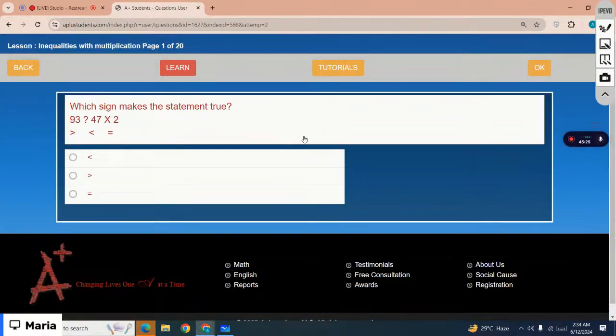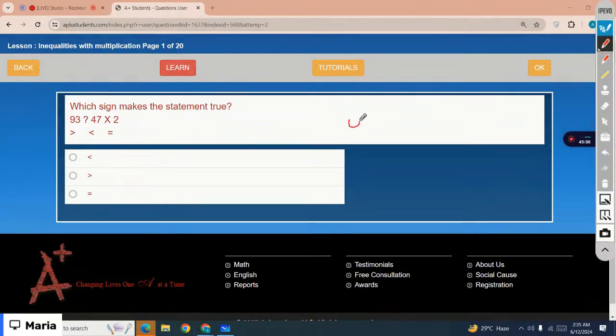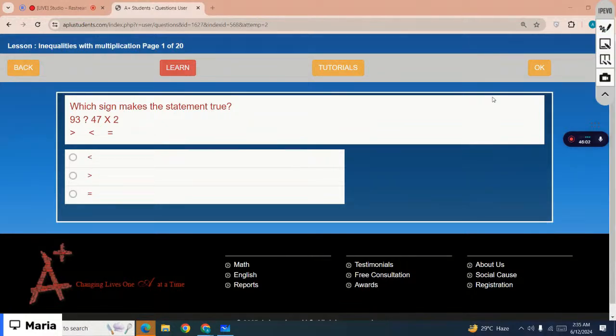93 and 47 times 2, which is the correct option? Let's just solve 47 times 2, right? 2 times 7 is 14. 2 times 4 is 8, and 1 is 9. 94 it is. So 93 is greater than 94 or less than 94? 93 is less than 94, right? Less than it is.